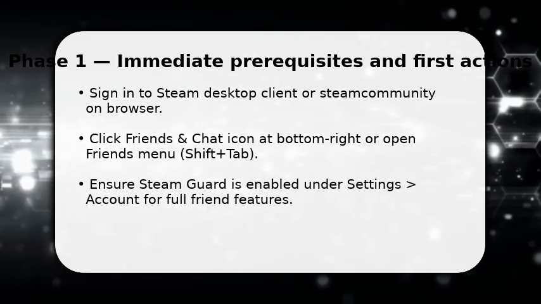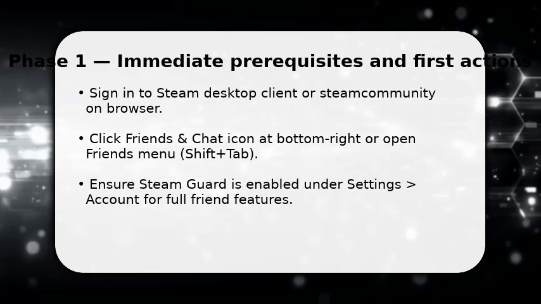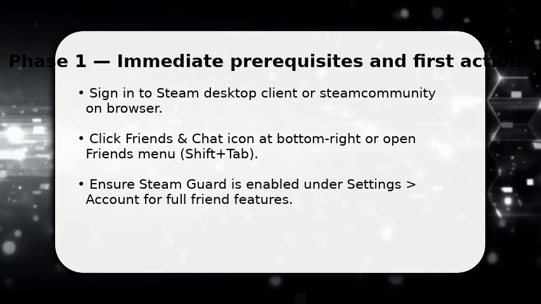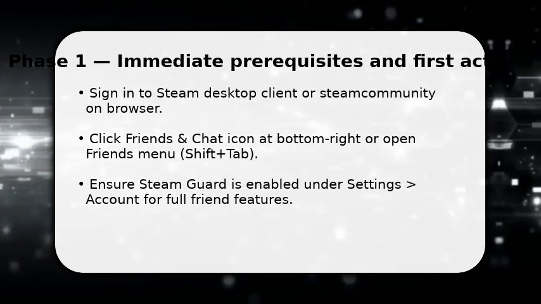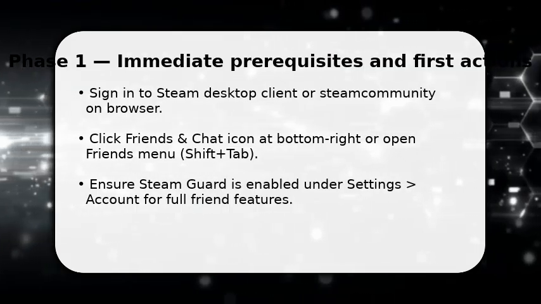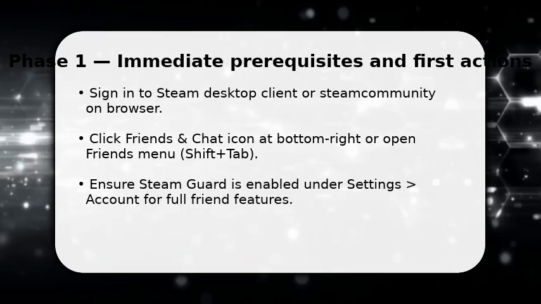You start in the Steam client, sign in and go straight to Friends and chat, don't detour. Once the panel opens, click the gear icon to access Manage Friend Settings and confirm Steam Guard is active because friend codes require a secured account.